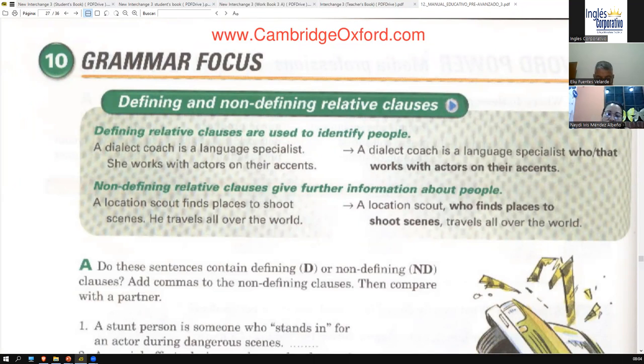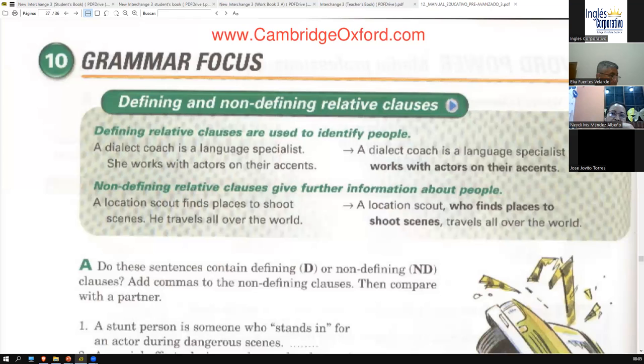And then we have the non-defining relative clauses, and these ones just give further information about people in this case. So a location scout finds places to shoot scenes. He travels all over the world. When we try to join those two sentences, we get the following sentence: a location scout, who finds places to shoot scenes, travels all over the world.